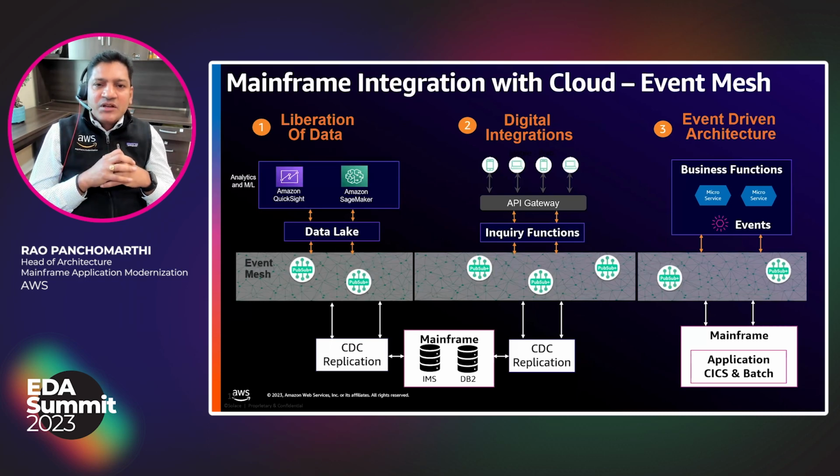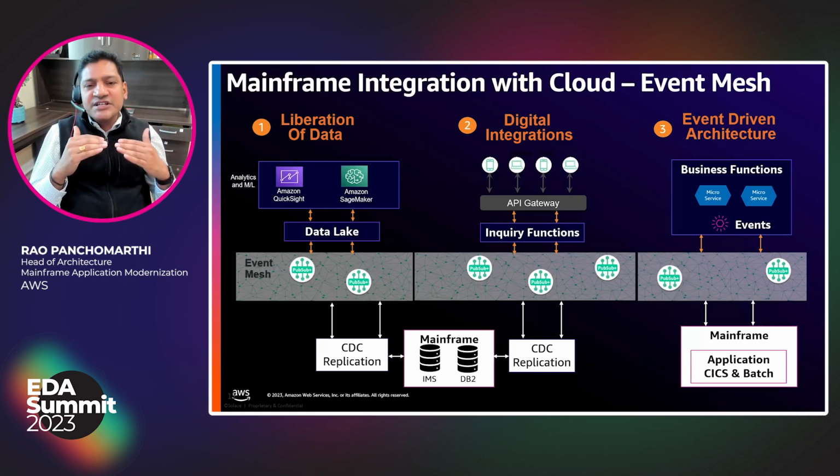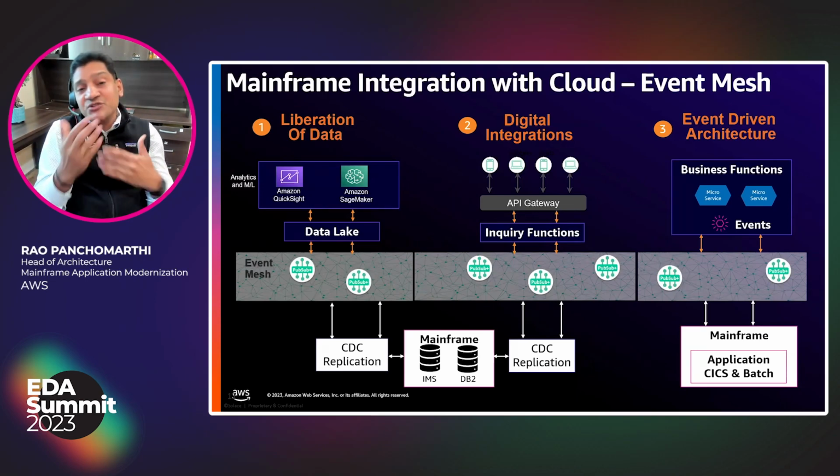And the same way, if you're talking about digital integrations, the data can be replicated and events can be consumed by our databases of choice, which could be Aurora DB if it is a relational database, DynamoDB if it is a NoSQL database. The data lands in some of these databases. And customers can build their APIs on top of these databases and integrate them with the API gateway, which can be integrated with your web and mobile applications by using inquiry functions in this case.